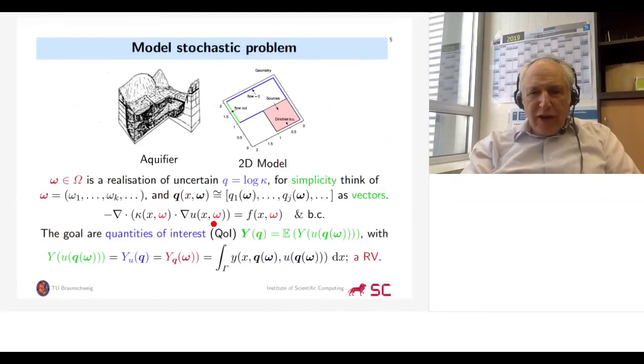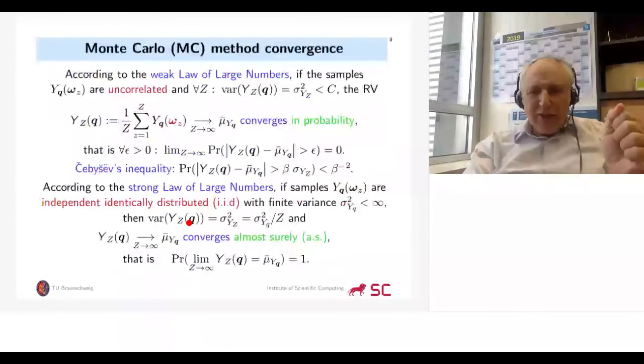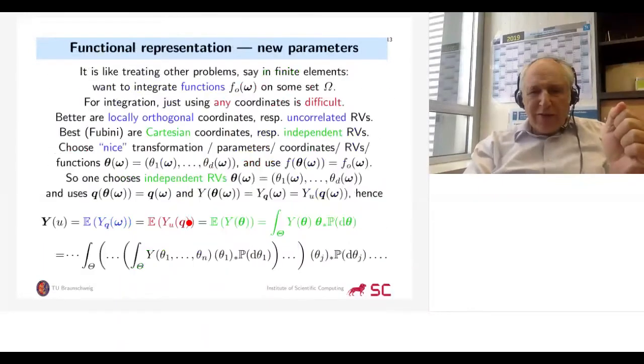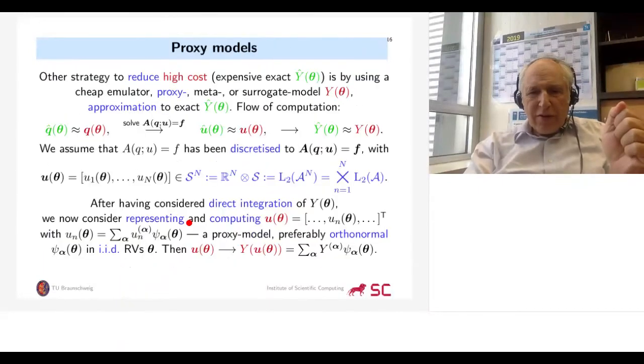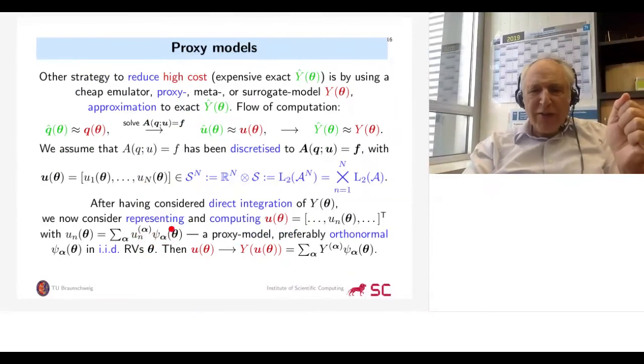U of x, which is the exact solution of the PDE, I'm going to represent by nodal values times finite element ansatz functions. Okay, now we do the same thing on the next level. Each nodal value, which is a random variable, we want to represent as some numbers times new random variables, which are functions of our independent random variables, which we use to describe the whole problem.